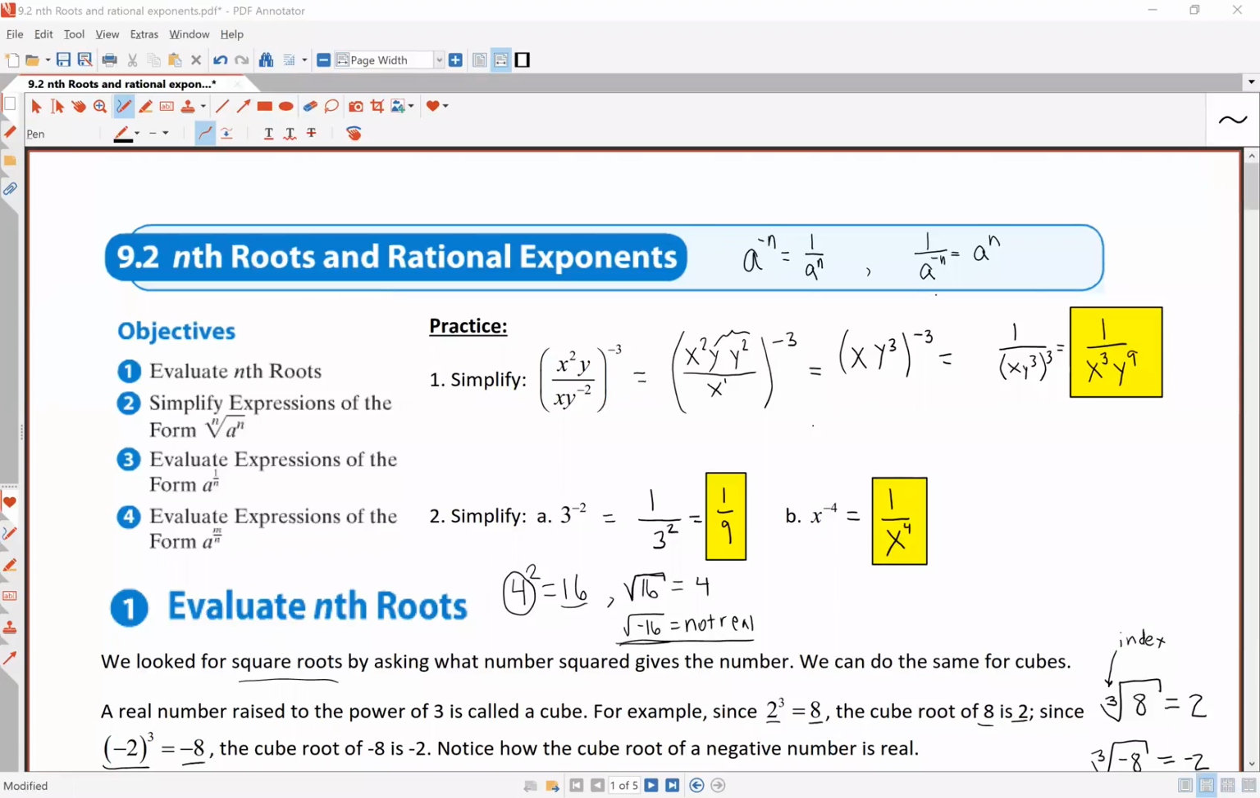This video covers section 9.2, nth roots and rational exponents. Objective 2, simplify expressions of the form nth root of a to the nth.